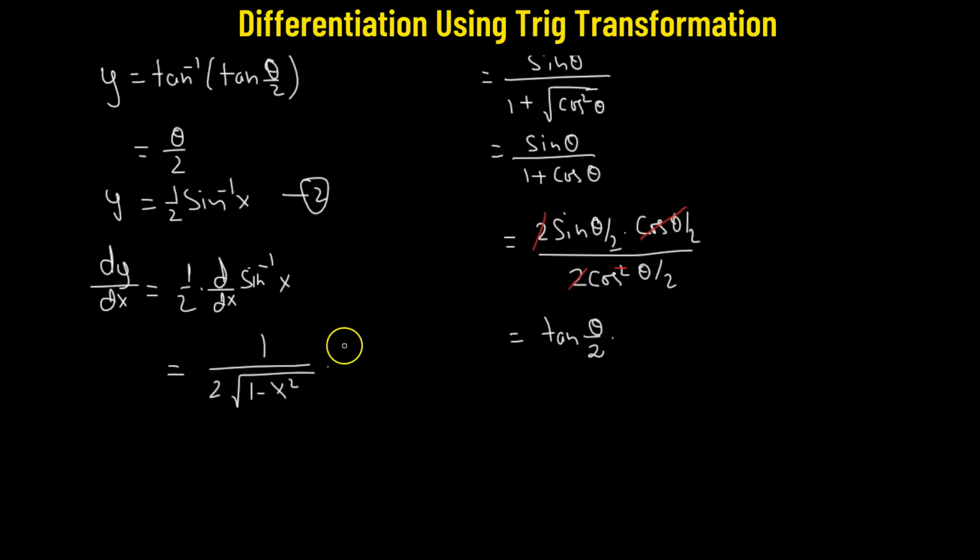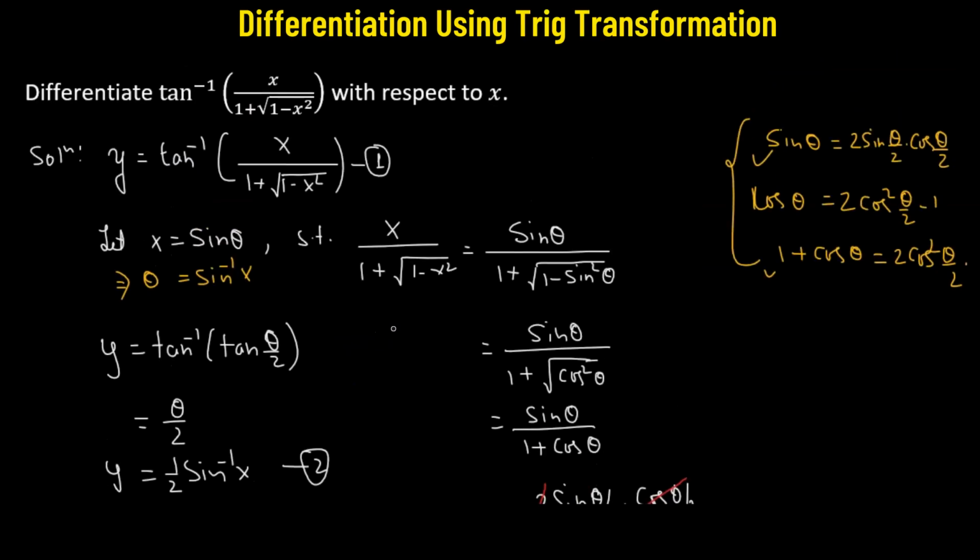So this is the value of our given derivative, which is tangent inverse of x divided by 1 plus square root of 1 minus x squared with respect to x gives us the value 1 divided by 2 times square root of 1 minus x squared. Now let's move on to the next problem.